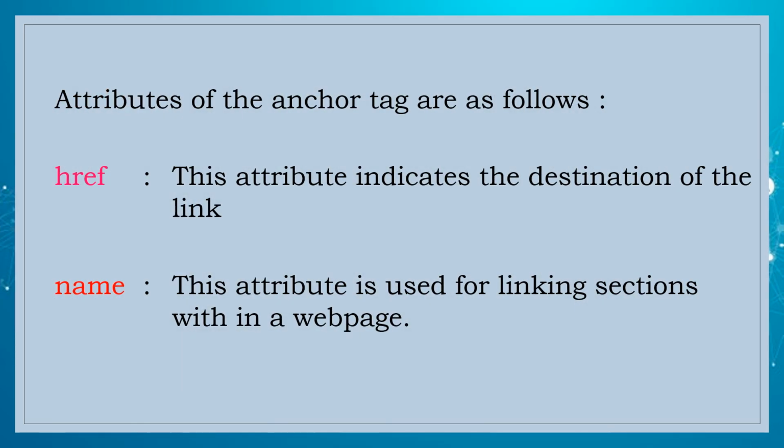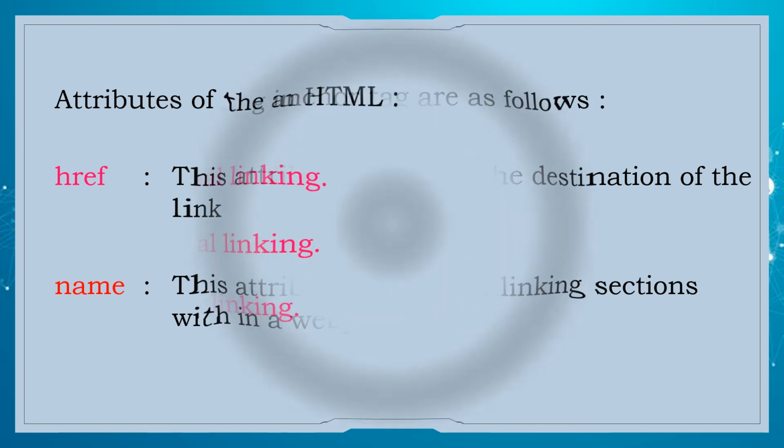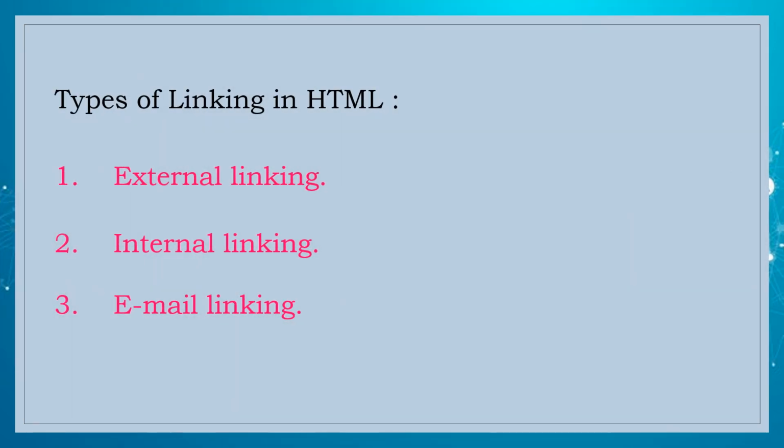Attributes of the anchor tag. href. This attribute indicates the destination of the link. Name attribute is used for linking sections within the web page. Types of linking in HTML. First one, external linking, internal linking, email linking.